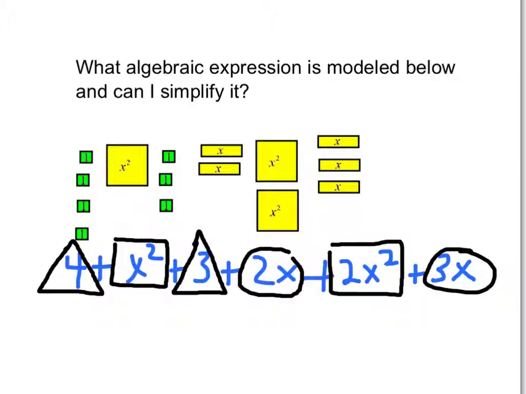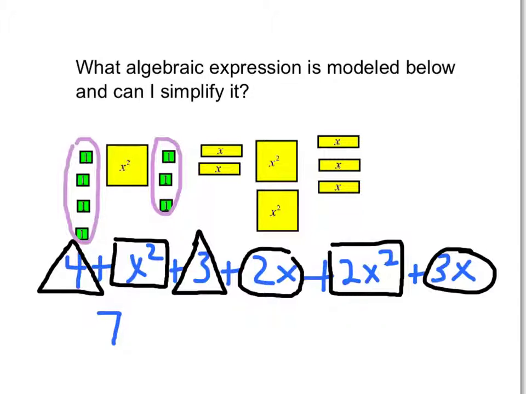So if I put the 2 triangles together now, the 4 and the 3, I get 7. That came from these 4 1s and these 3 1s, and that's where the 7 came from, 7 1s.